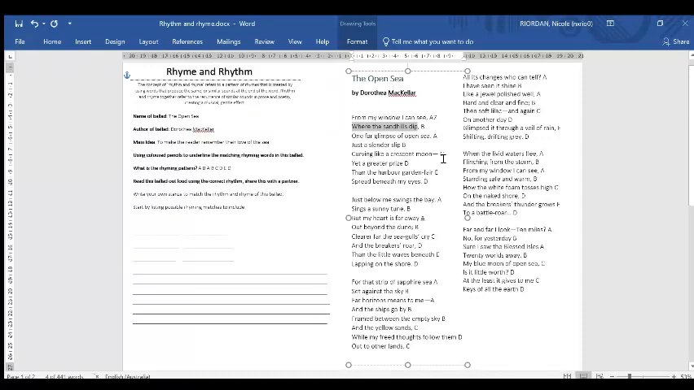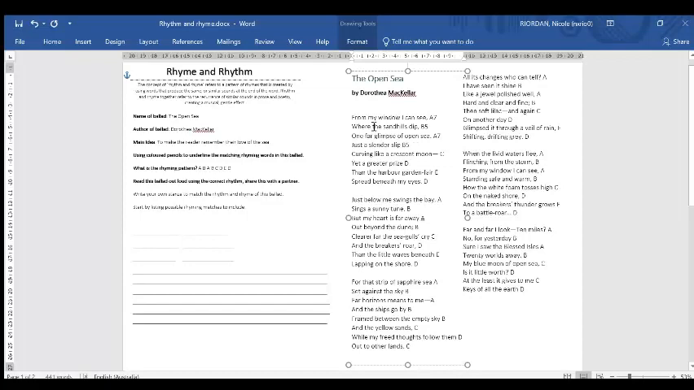Having a look at the next line. Where the sandhills dip. 1, 2, 3, 4, 5. Okay, so at the moment we've got 7 in the first line, 5 in the next line. One far glimpse of open sea is 7 syllables again. So it looks like it's forming a pattern here. 7, 5, 7. What's this one going to be probably? Let's have a look. Just a slender slip. That's 5 again. Awesome. So it's following our pattern so far.